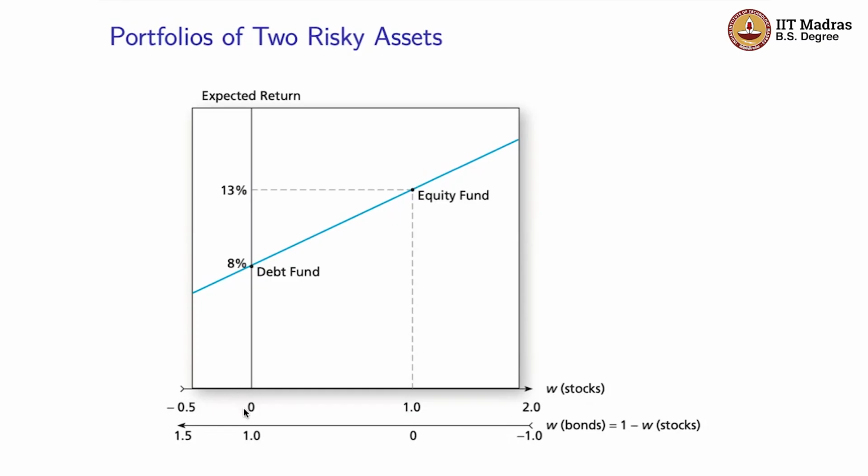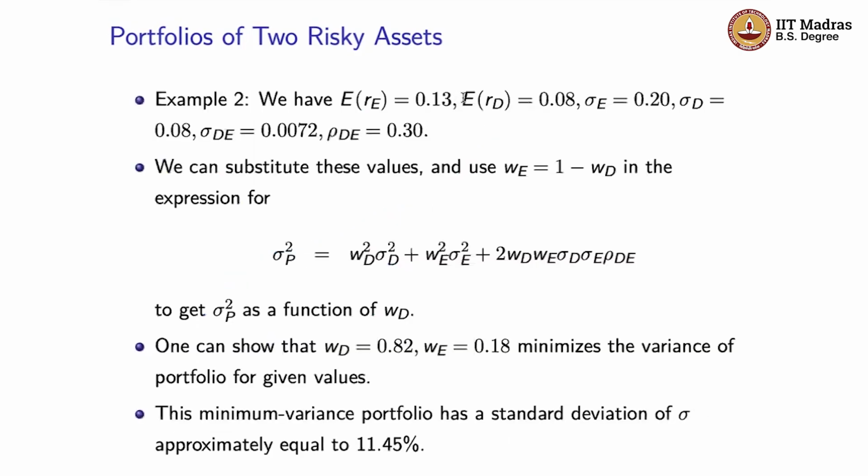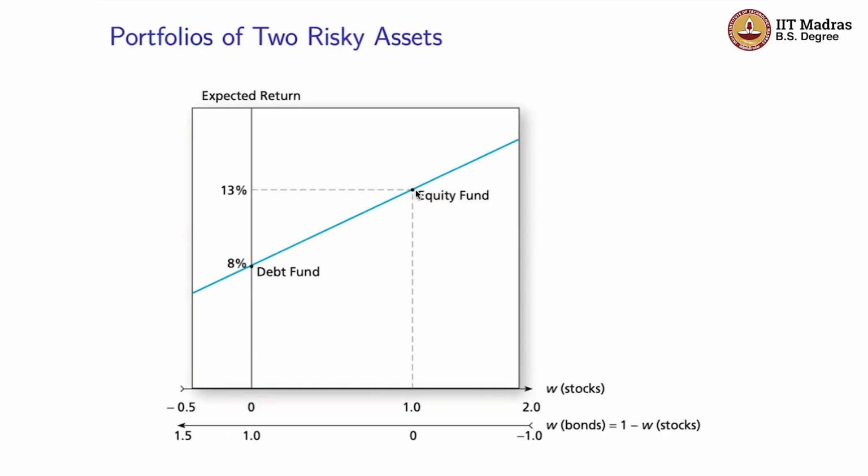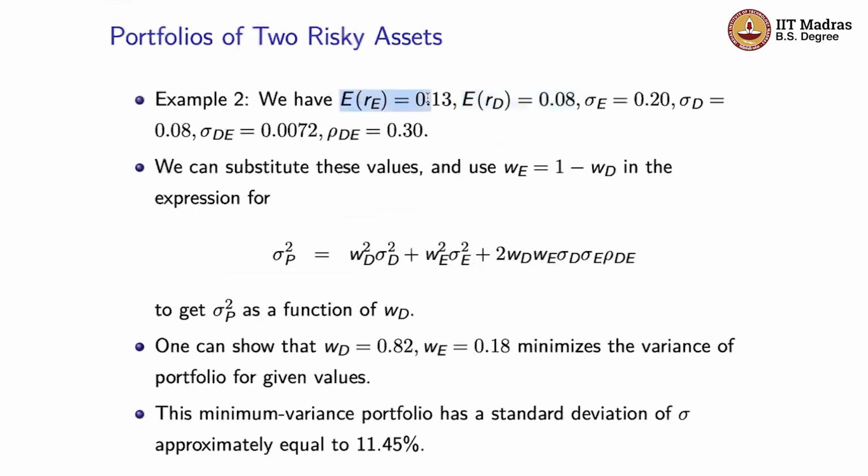So for example, if you have a weight of stock of 0, that would mean that all of the portfolio consists of just the debt fund, and hence the expected return is going to be just the expected return of the debt fund, which is 8%. On the other hand, if you have got the weight of stocks equal to 1, then all of the portfolio just consists of this equity fund, and then the expected return of the portfolio is 13%, right?